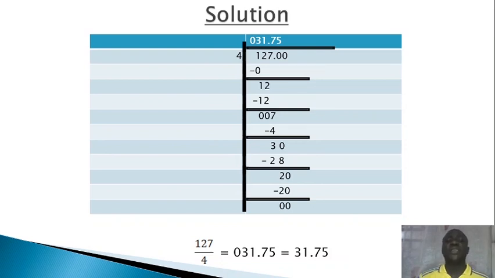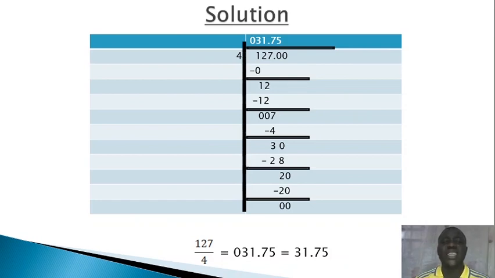So I put down 0 at the top and I use that 0 to multiply 4. I have 0. So 1 minus 0 gives me 1. So what do you do next? You bring down 2. When you bring down 2, you divide 12 by 4. You will have 3.